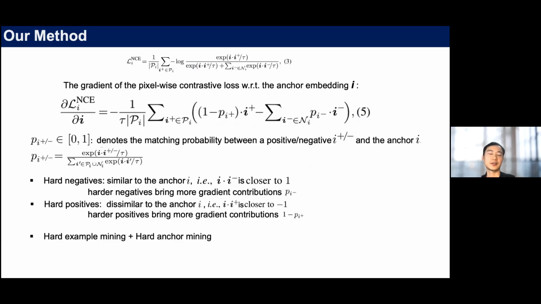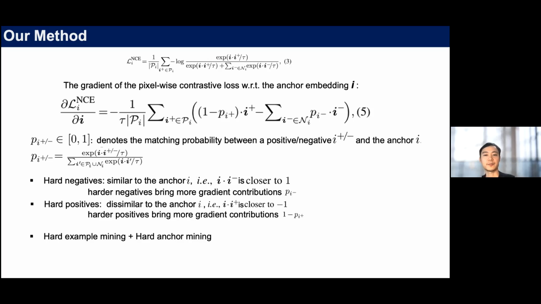So based on the gradient function, we consider negative samples as hard if they are similar to the anchor, and the positive samples as hard if they are dissimilar to the anchor. The similarity is measured based on the dot product between the samples and the anchor pixel. We can also see from the gradient equation that hard examples indeed bring more gradient than the easier samples.